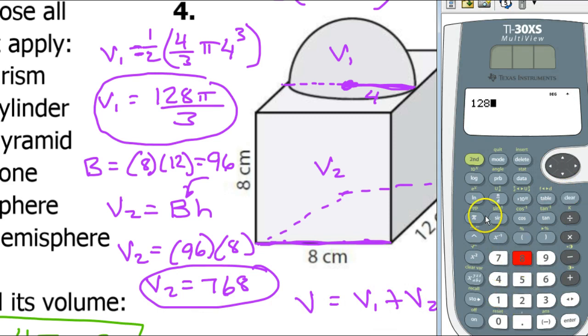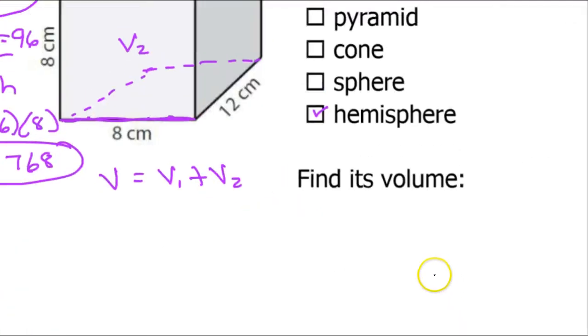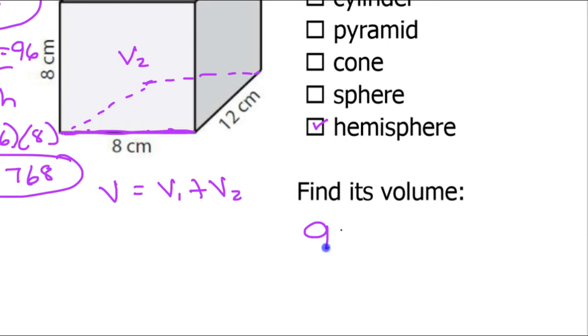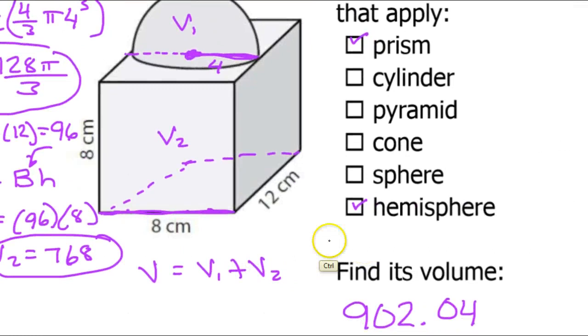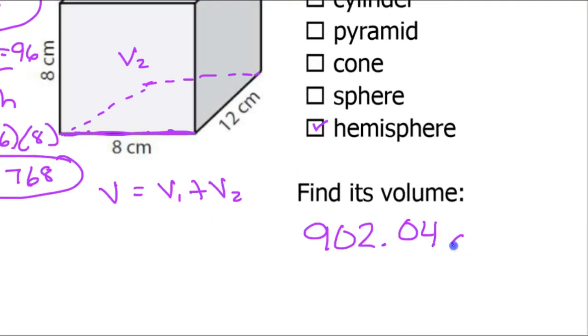So that's 128 pi over 3 plus 768. So 902.04. And since the units are centimeters, this will be centimeters cubed.